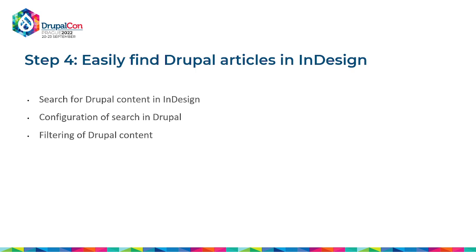So we want to have the ability to search for the Drupal content in InDesign, and it should be possible to configure all these different searches in Drupal directly, so that we can say explicitly what we want to search for. And it should be possible to filter the Drupal content, because we don't want to see all of these print articles, for example. We also want to just see some specific articles with a specific title or so on.